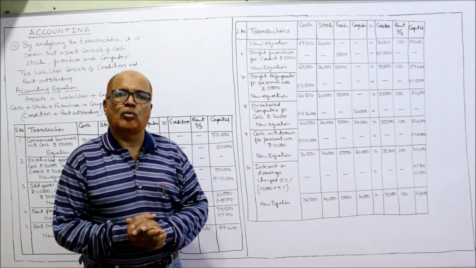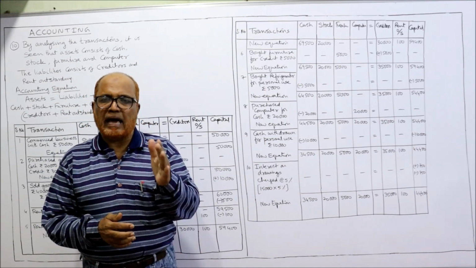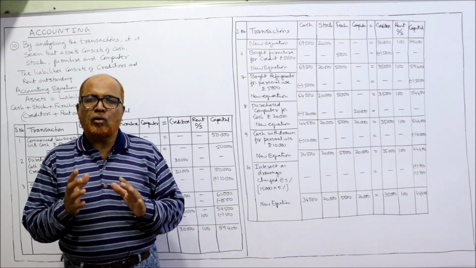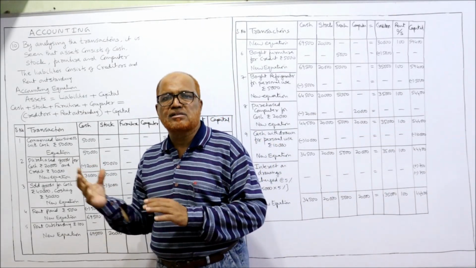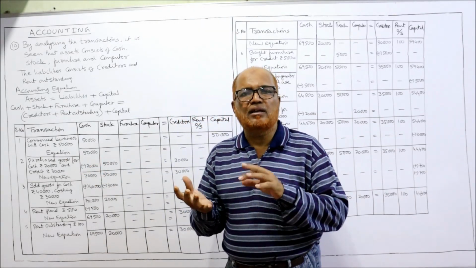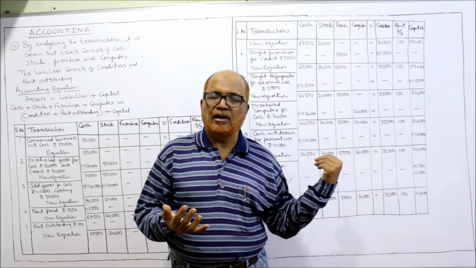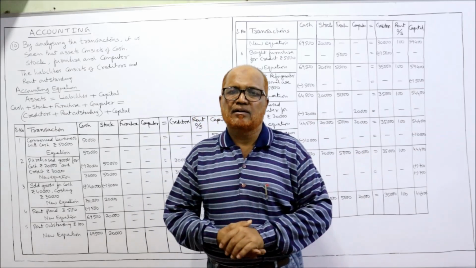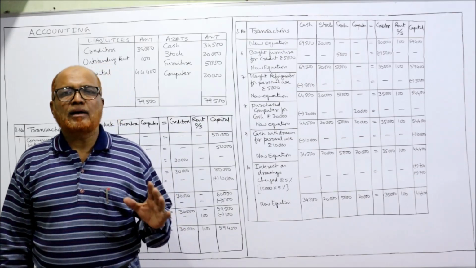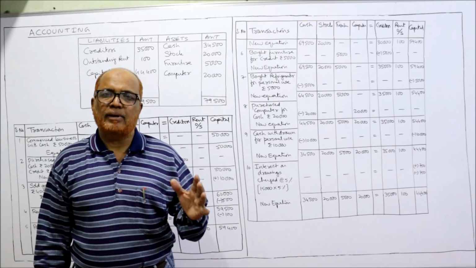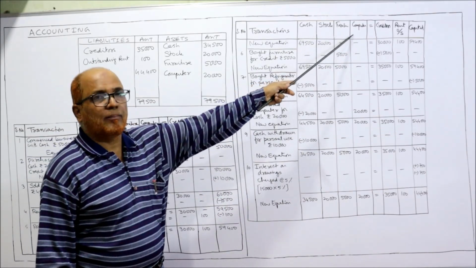So I have explained to you the effect of the transactions on the assets, liabilities and capital. Now we are required to make the balance sheet after these transactions. So in the balance sheet we need assets, we have all the assets. We need liability, we have liability, and we need capital, we have the capital. So now we will make the balance sheet. We have four assets, that is cash, stock, furniture, computers.